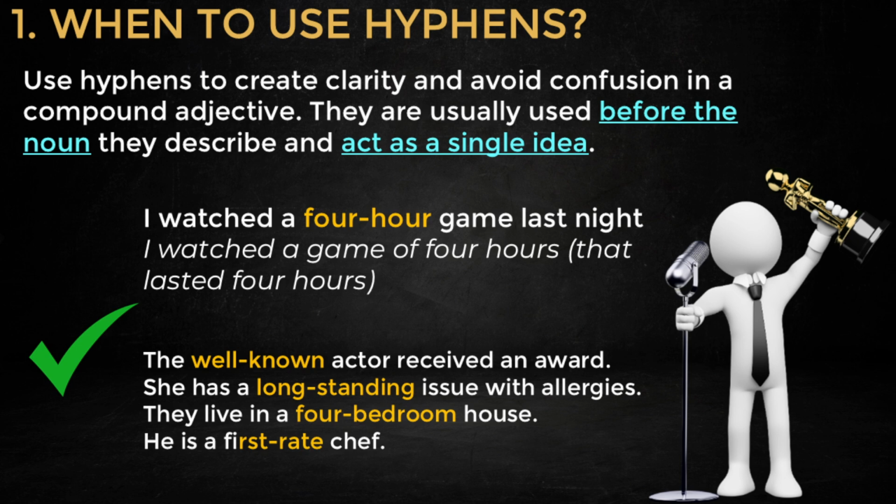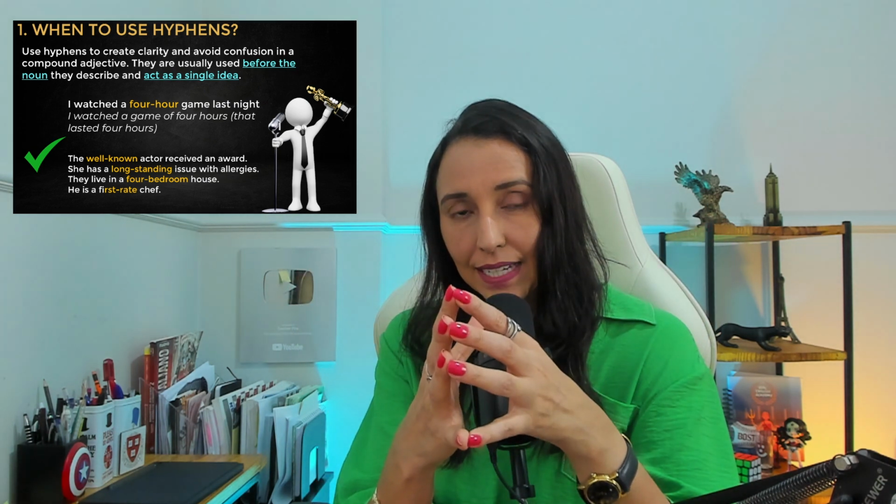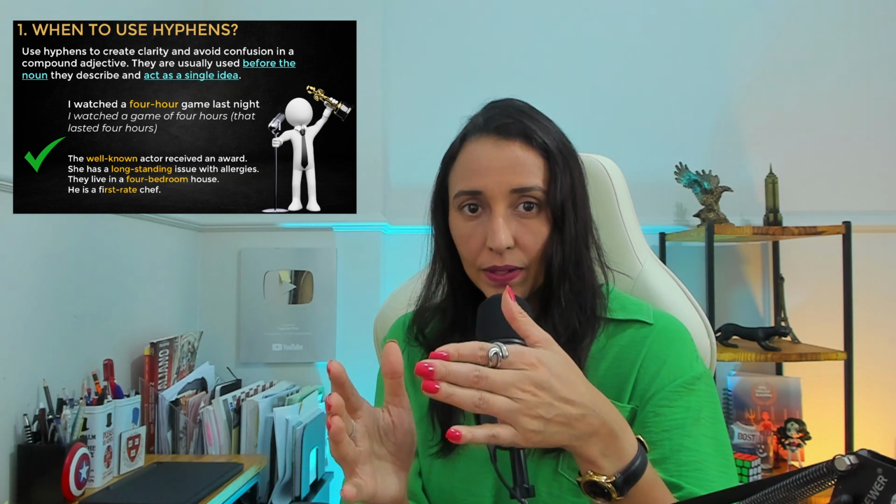So they are usually used before the noun they describe as a single idea. That's why we use the hyphen, because by using the hyphen, I show that this word works as one. It describes one single idea, and it's before the noun. Okay? That's important. Look at the example.